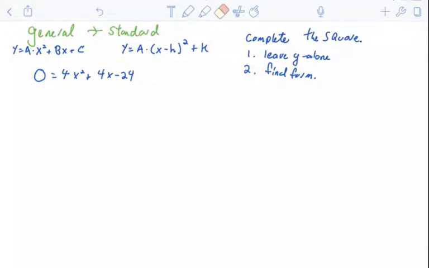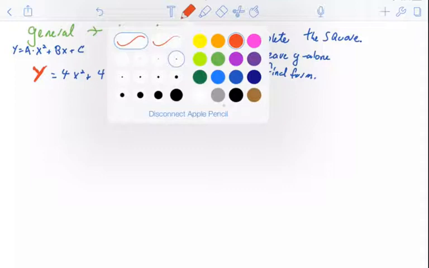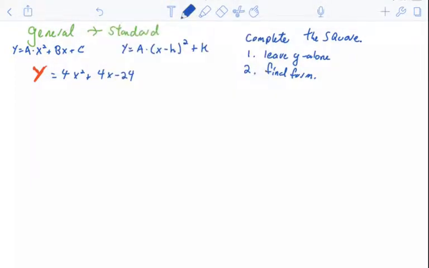Y represents the output of the function. You can't forget that y. It's super important. So we're just going to leave it there. Think of it as a placeholder. So you leave y where it is, and we're just going to do complete the square around it. The next step to completing the square was that we're going to move this term to the other side, remember? So we'll add 24 to both sides. Okay, you're going to move the constant away.